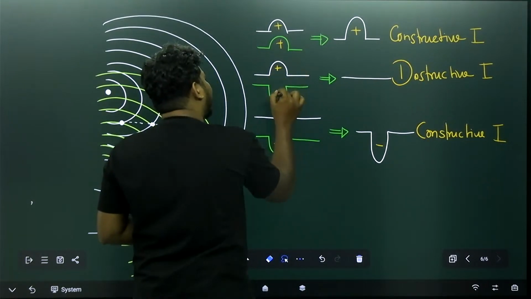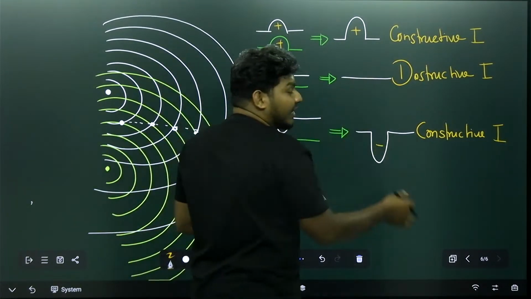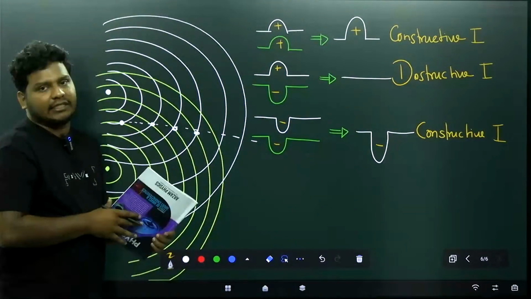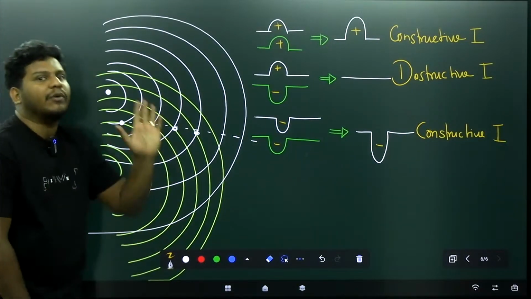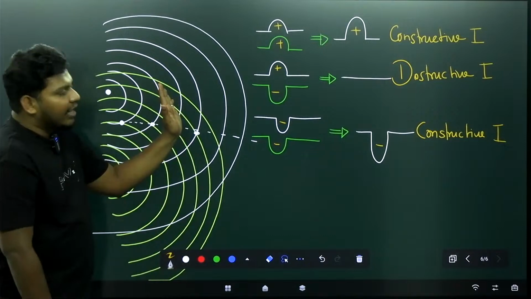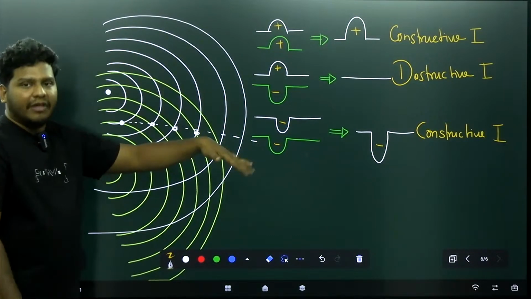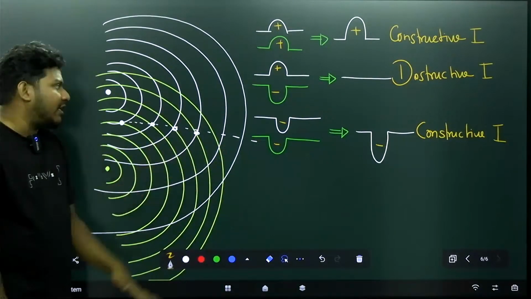But this is positive and this is negative. This is destructive interference, guys. So we can see constructive and destructive interference in the experiment clearly.